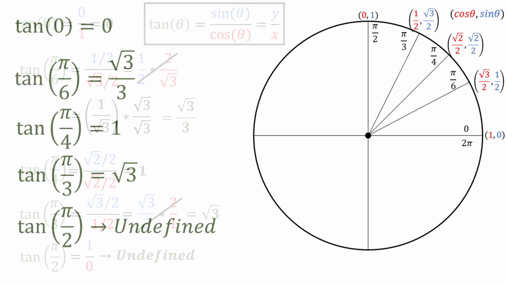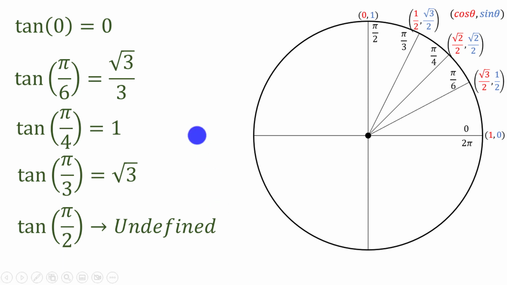Let's summarize all the values that we have derived so far. So tangent of 0 is equal to 0. Tangent of pi over 6 is square root 3 over 3. Tangent of pi over 4 is 1. Tangent of pi over 3 is square root 3, and tangent of pi over 2 is undefined.